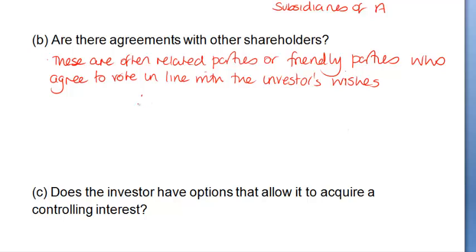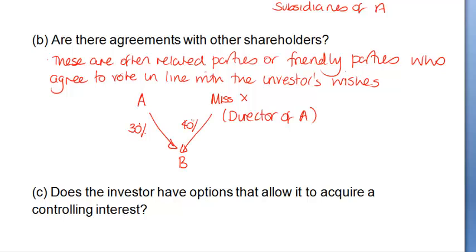So what we might have here is A, and let's say that A has 30% of B, and we've got Miss X, and Miss X is a director of A, and she owns 40% of B. And Miss X has said, I'm always going to vote in accordance with the wishes of A. So therefore, can you see that between A and Miss X, or rather A controls 70% of the votes, and therefore we would treat B as a subsidiary, and we would have a non-controlling interest, which is 70%, which intuitively seems wrong, but from a practical point of view, it works.